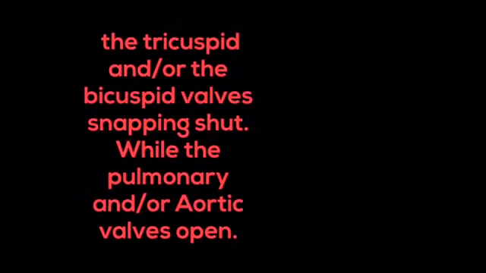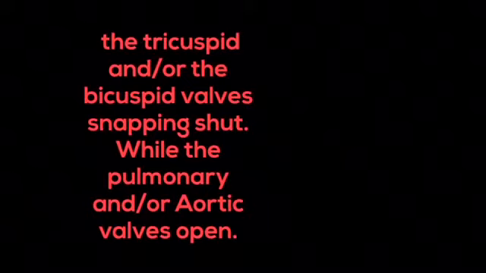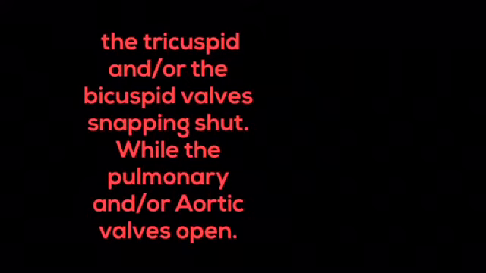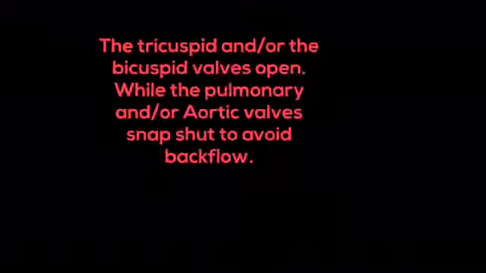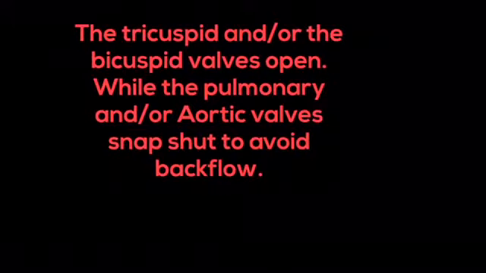It's made by the tricuspid and or the bicuspid valves snapping shut, while the pulmonary and or aortic valves open. For dub, it's the exact opposite. The tricuspid and or the bicuspid valves open, while the pulmonary and or aortic valves snap shut to avoid backflow.